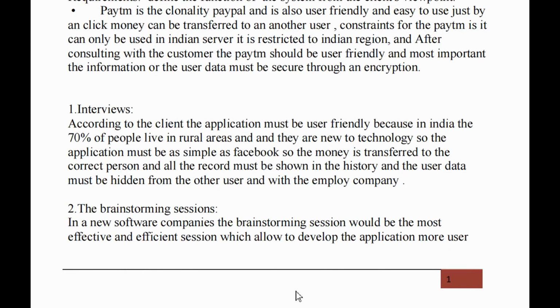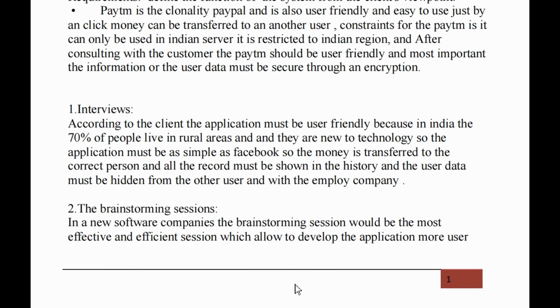Interview. From the interview viewpoint, according to the client, the application must be user-friendly because in India 70% of people live in rural areas and they are new to technology. So the application must be as simple as Facebook. The money must be transferred to the correct person, the record must be shown in the history, and the user data must be hidden from other users and from the employee company.